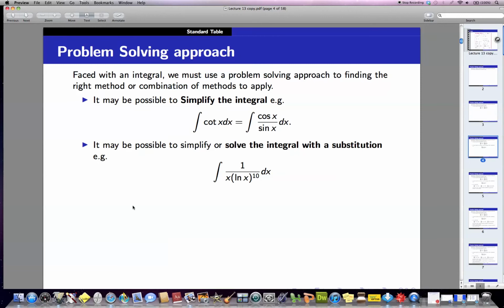Obviously, substitution, if it works, is the way to go, a simple substitution, and you should always check if a simple substitution will work first. Here, for example, this looks like a rather complicated integral, but the substitution u equals ln of x actually reduces it to a very simple problem, the integral of 1 over u to the 10 du.